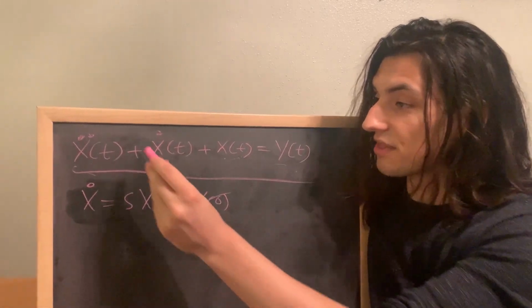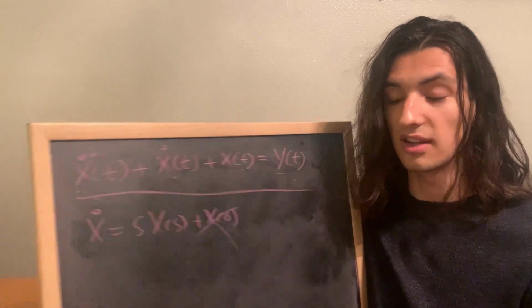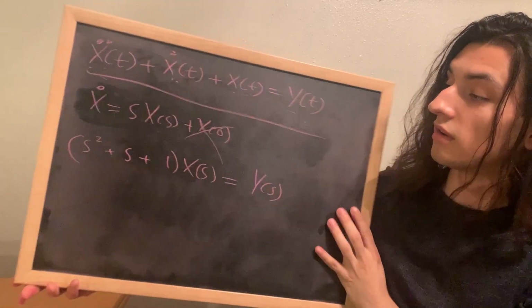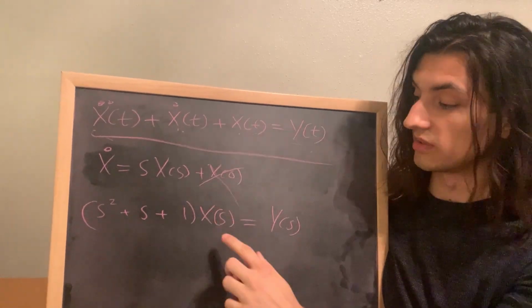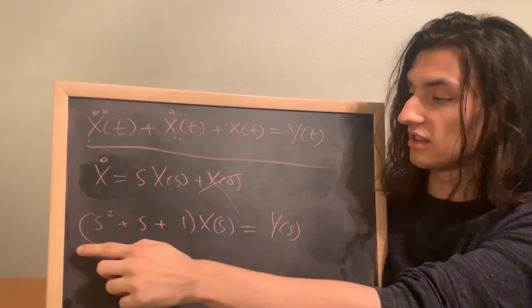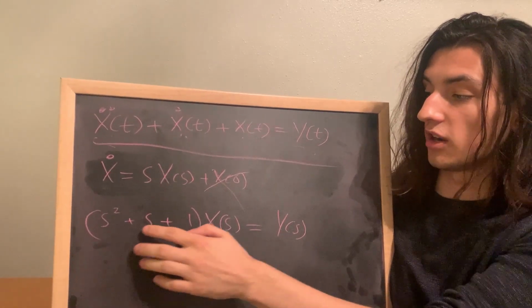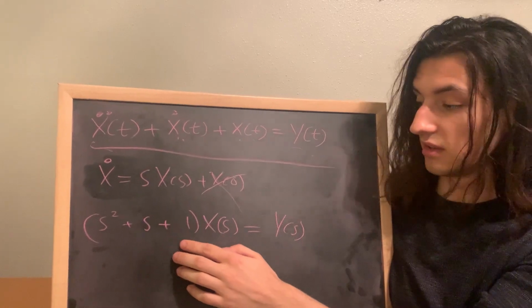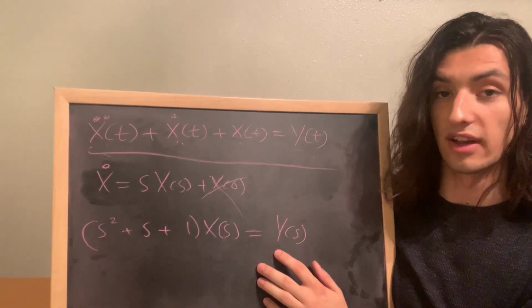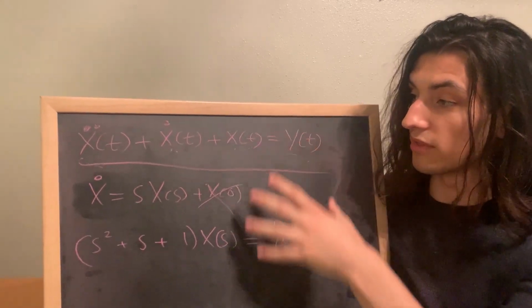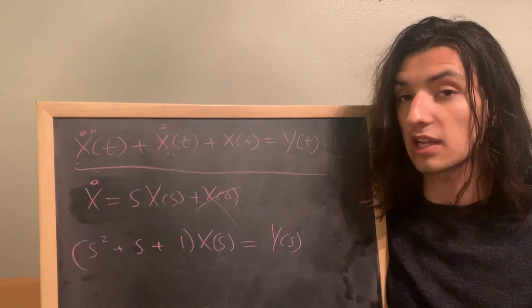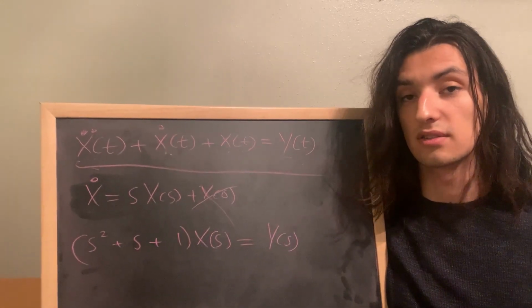Now moving on, we'll take this and we'll convert it to Laplace. And there you have it. Since the initial conditions are zero, you take the X(s) and the Y(s), and you factor it out, and you just get (s squared plus s plus 1) times X(s) is equal to Y(s). Now, we'll put a pin in this and start getting into control theory. But with this, you've now gone from calculus and into differential equations.